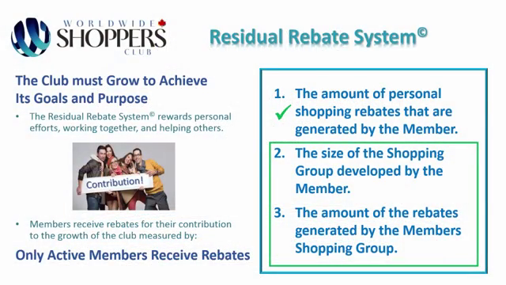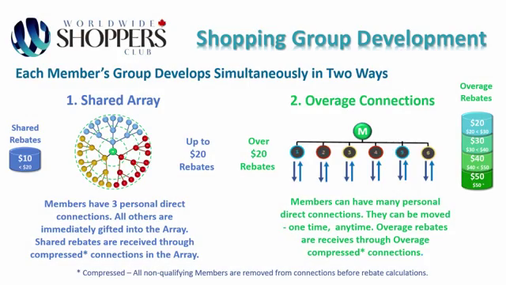Just before we get into the full point system, we're going to do a quick review. The residual rebate system rewards members for their contribution to the club, and it uses the 3 points. We're not going to concentrate on the personal shopping right now, but we are going to concentrate on the group size and the amount of rebates going into a group. Another thing we have to consider is that we've got 2 groups being developed simultaneously. First, there's the shared array.